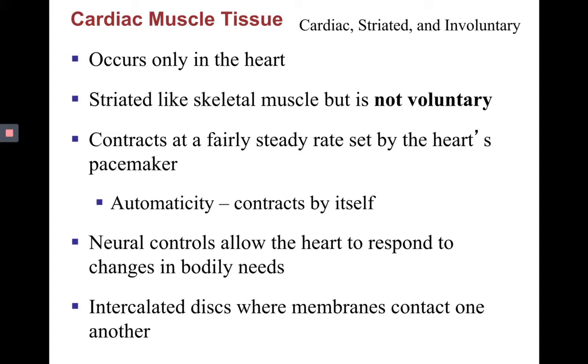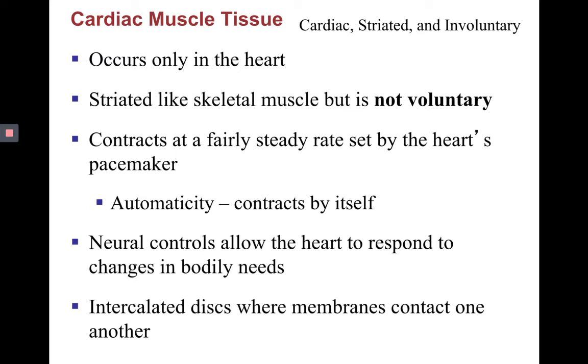That is as opposed to skeletal muscle, which was under somatic nervous system control. So soma, which is the first part of somatic, means body. So the muscle that moves the body is under somatic nervous system control. And we'll review that again.